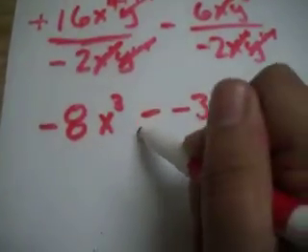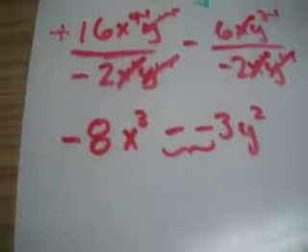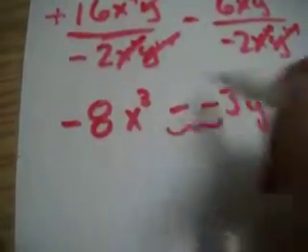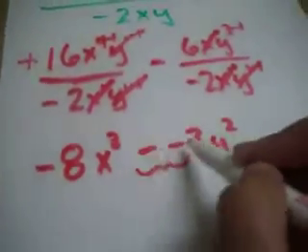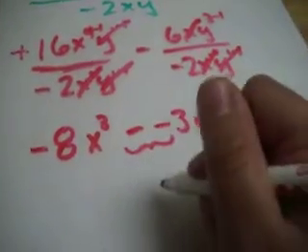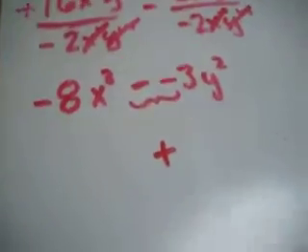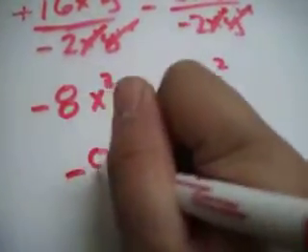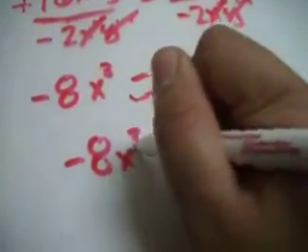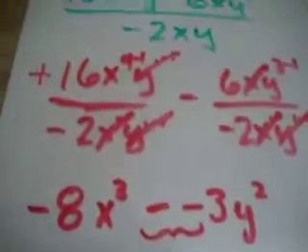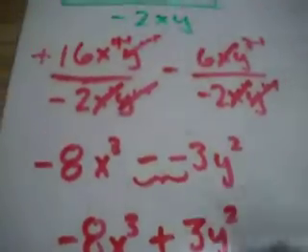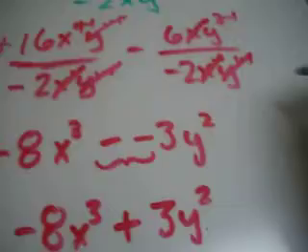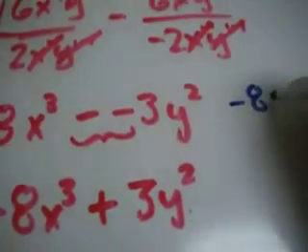Notice again that I have two negatives that are side by side, so I have to rewrite this with no two negatives side by side. When there's two negatives, negative times negative becomes a positive. So 3y^2, and I'm just going to bring everything else down. 8x^3.